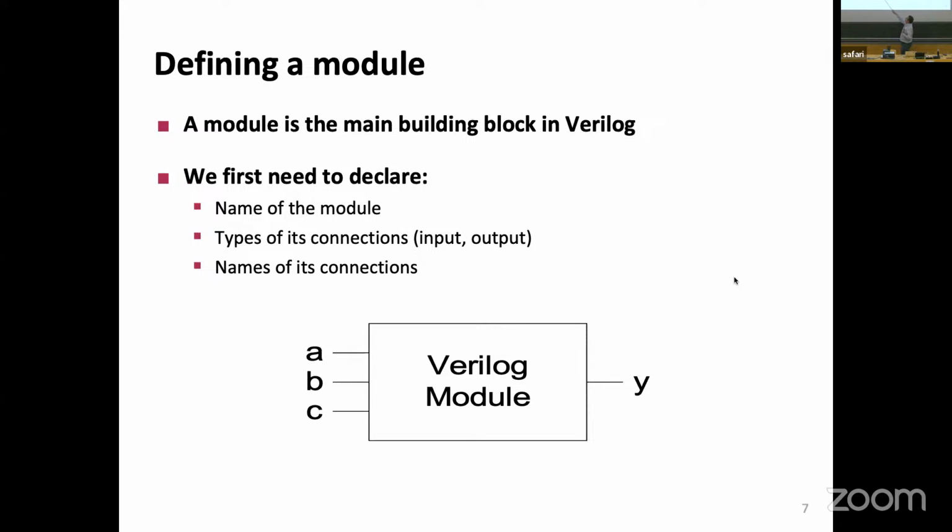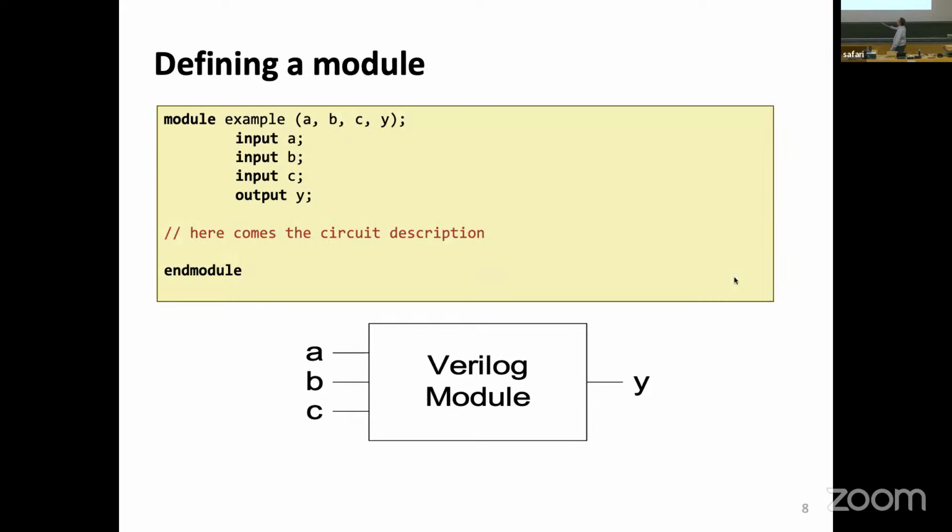You have a bunch of inputs. There's a box. Inside the box, there will be some sort of functionality. And we have some outputs. So every Verilog module actually starts with these definitions. This is how the code looks. We give it a name. In this case, this module is named example, and A, B, C, Y are the connections to it.